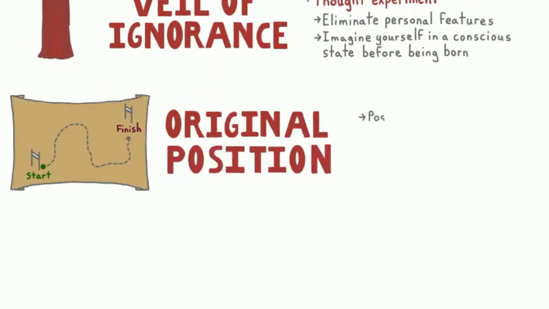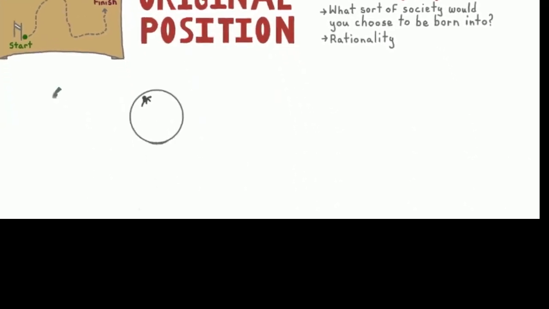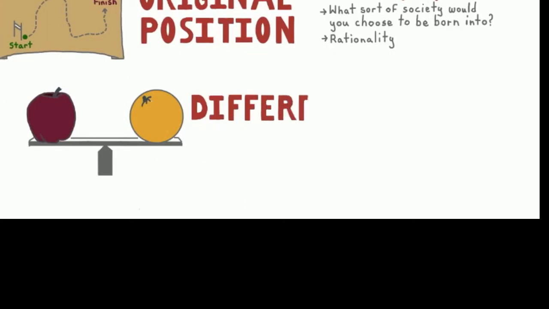In this position, we should ask ourselves, what sort of society would I want to be born into? This draws on a sort of joint rationality and helps us to find common ground. The third component of the theory of justice can be thought of as speculation about what would be chosen by rational actors in the original position.